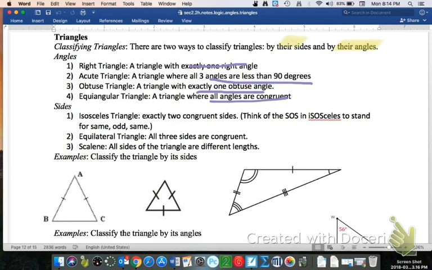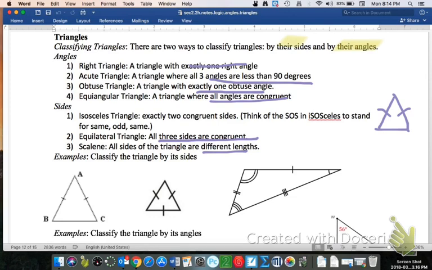When we look at the sides, we only have 3 that we classify them with. So we have isosceles. Isosceles are 2 congruent sides. I like to think of the SOS in isosceles stands for same, odd, same. So you have 2 of the same side and then 1 odd man out. You also have an equilateral triangle where all 3 sides are congruent. And then you have scalene where all of them are different.